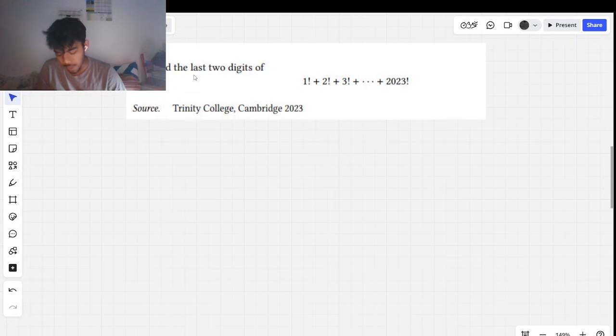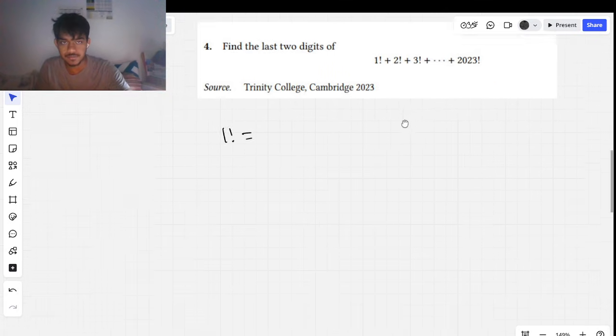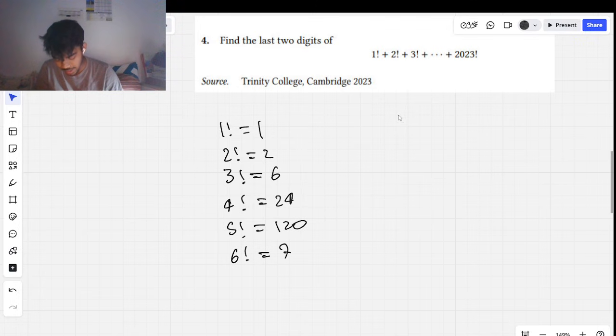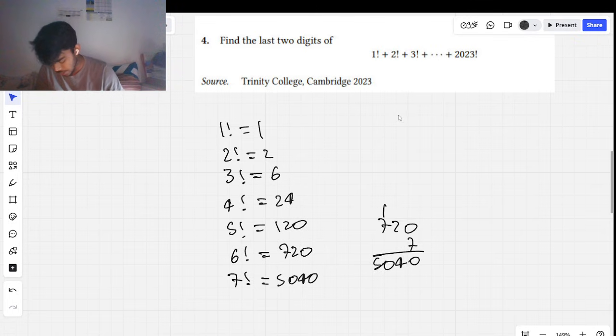I think it might be helpful to write down some of the factorials. So 1 factorial is 1, 2 factorial is 2, 3 factorial is 6, 4 factorial is 24, 5 factorial is 120, 6 factorial is 720, 7 factorial, I can work that out very quickly, is 5040. And I think I can stop here just for a second.